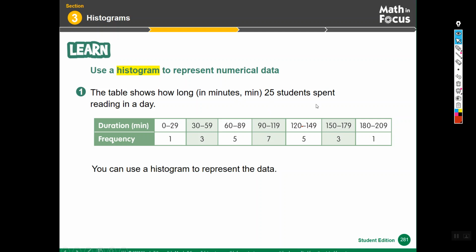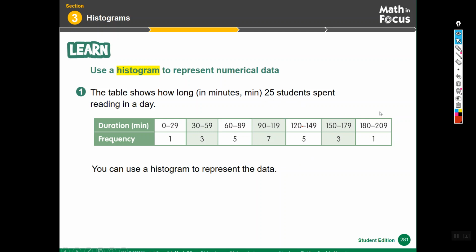So they've divided that up, and that's how they ask the question. Do you read between 0 and 29 minutes, or 30 or more and maybe less than 60, that kind of thing? So you can represent data with a histogram when it's large sets. So it goes all the way from 0 to 209.